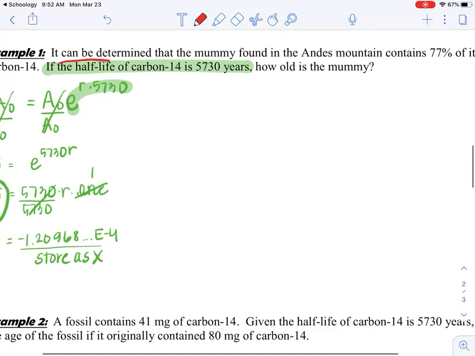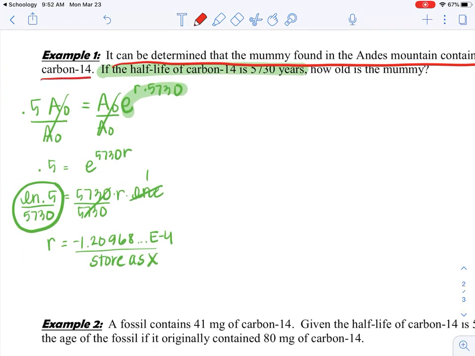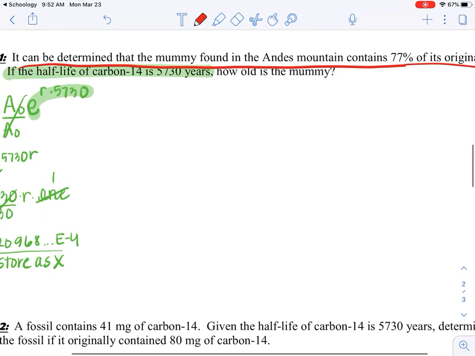Okay, now we're ready to answer the actual question they're asking. It says, it can be determined that a mummy found in the Andes contains 77% of its original carbon-14. So it doesn't have 50%, it has 77%. How old is the mummy? So we're solving for T. We're looking for its age.